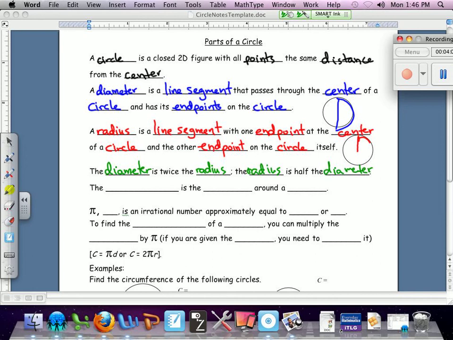So the cheesy trick, I'll just show it to you really, really quickly. Radius is half. It would take two radiuses to make a D. So you got radius here, and then another radius here to make a D. Anyway, moving on. Now we're going to go to the formulas.